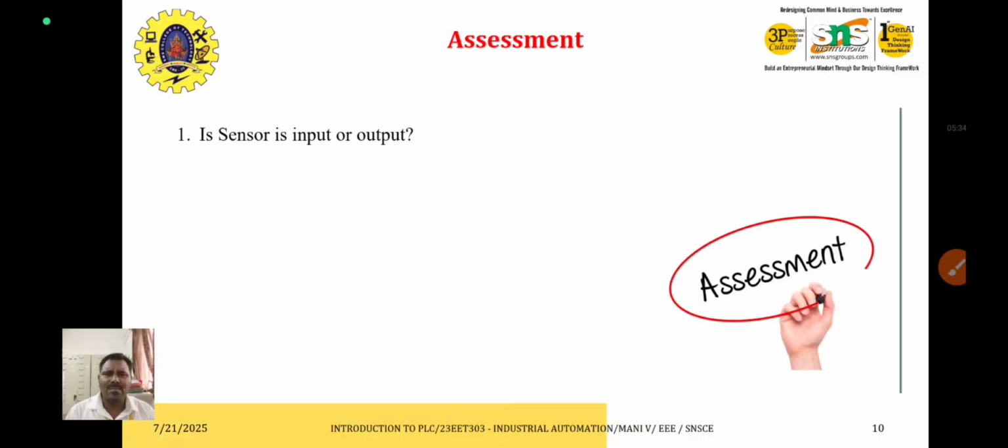So this is an assessment. Is a sensor in the input section or the output section? Is it used on the input side or the output side?